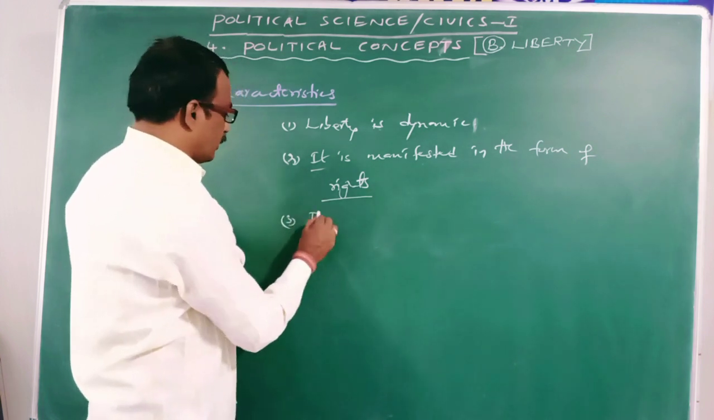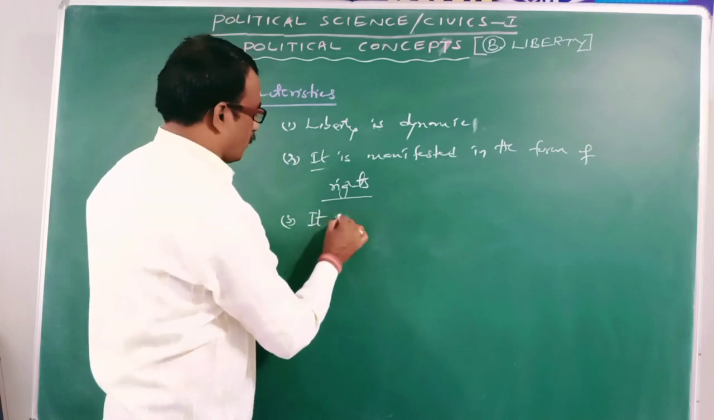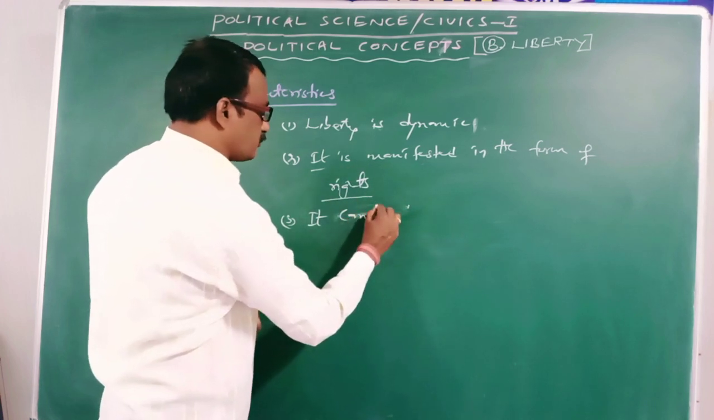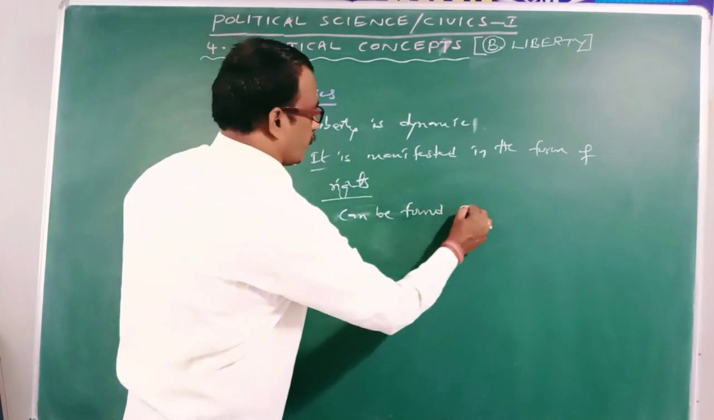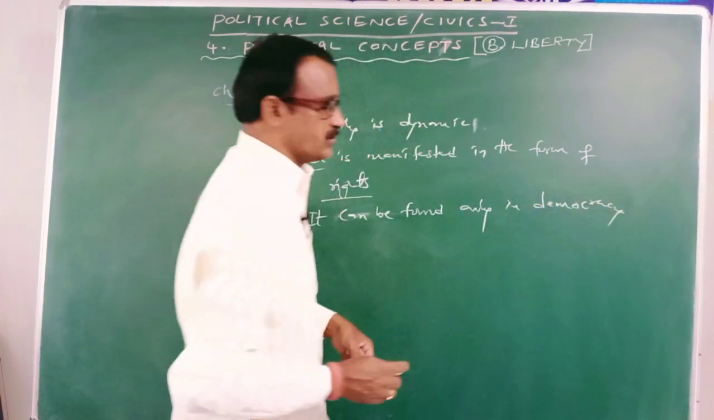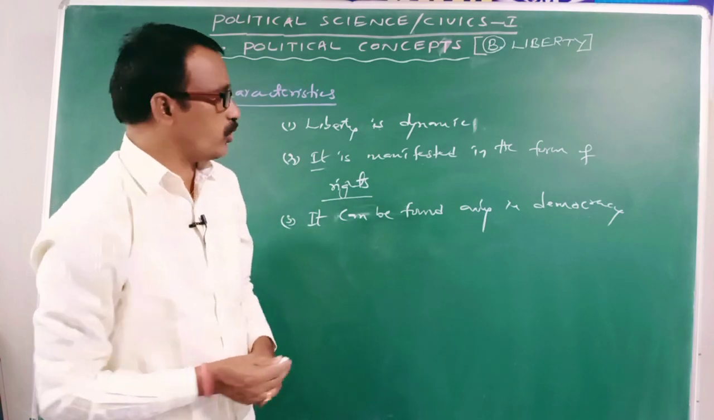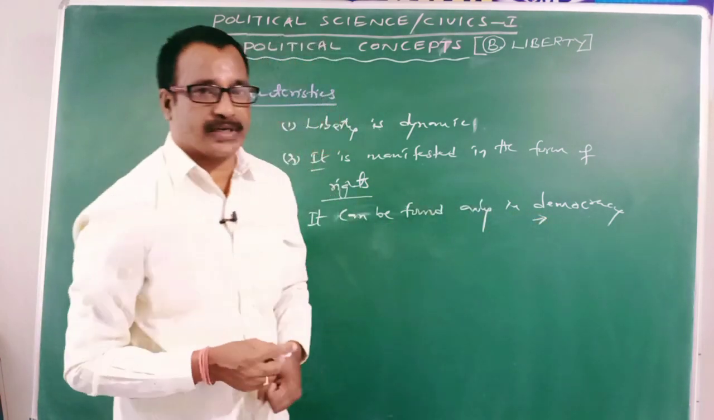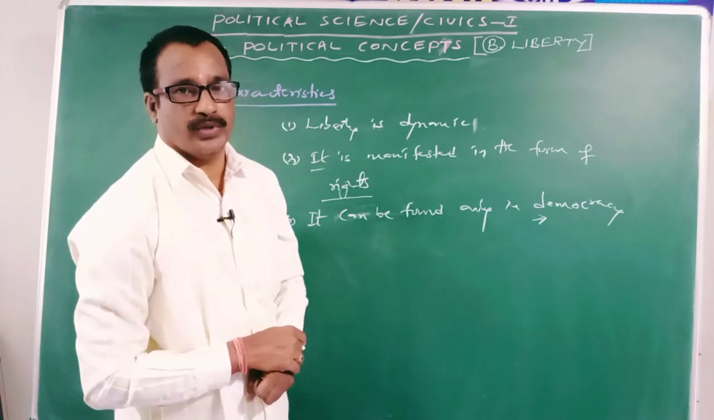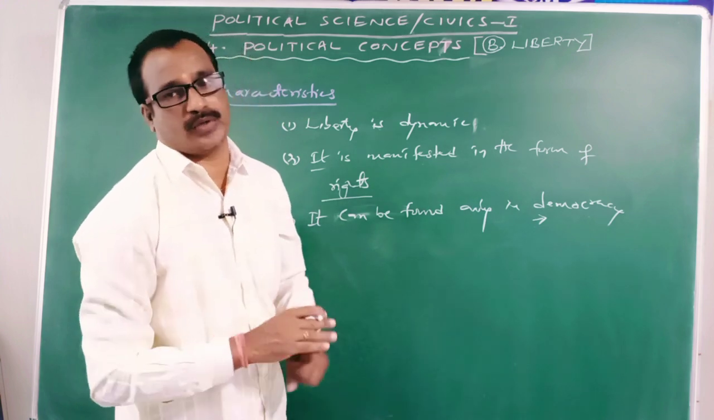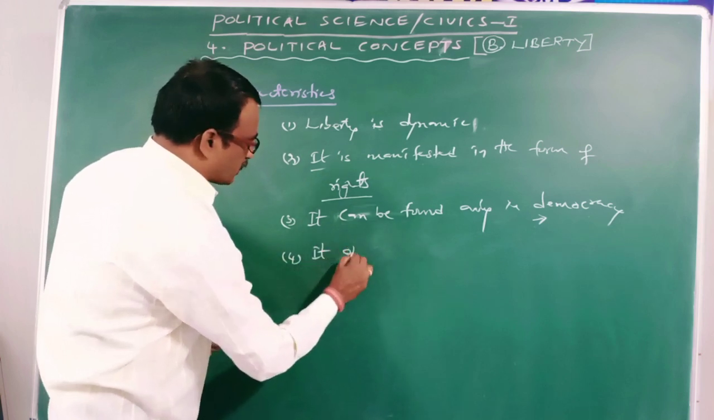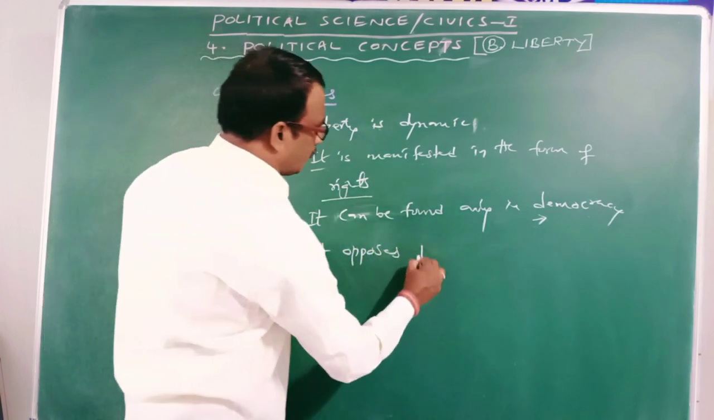Then, it can be found only in democracy. Yes, liberty is available only in democracy. For example, if there is a dictatorship of government, there is no scope for liberty for the people. If liberty is there, there is no protection for them. Clear? Then, it opposes political subjugation.